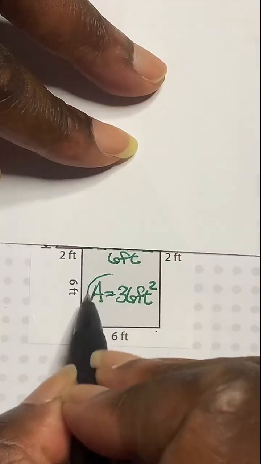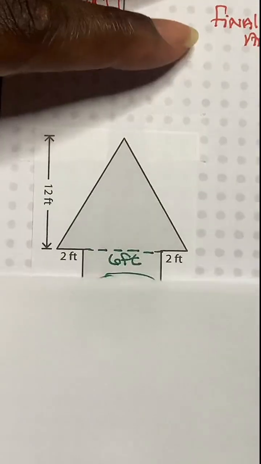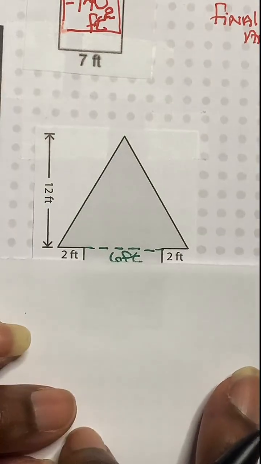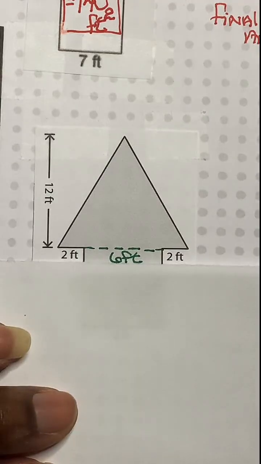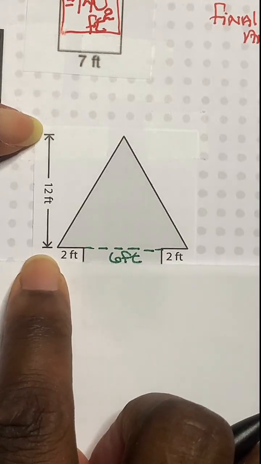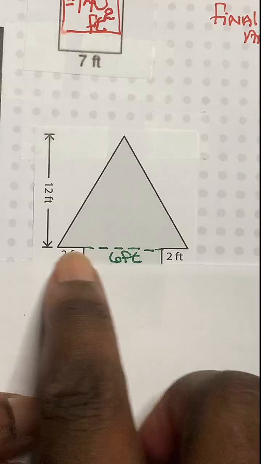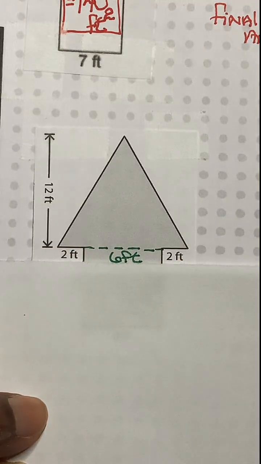Okay, so we figured out our area for the square. Now, we need to find our area of our triangle. They gave us the height, which was so nice of them, 12 feet. But we need our base. What is our base?